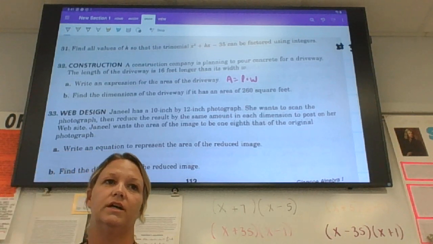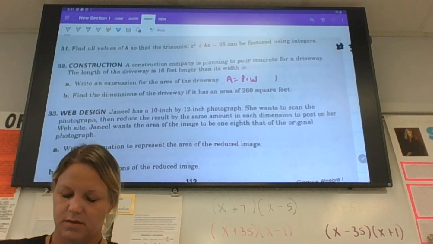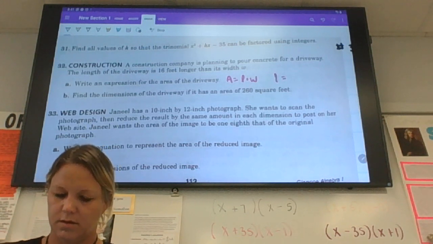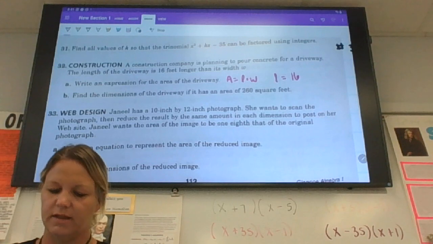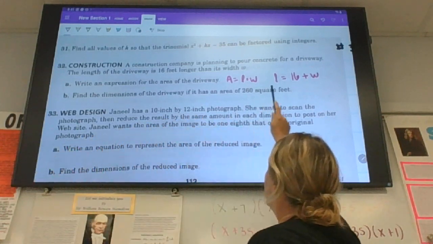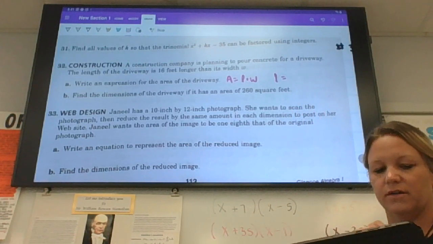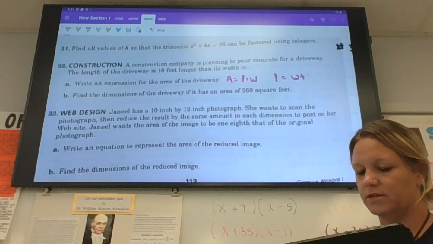How do I write that using symbols? Patrick. So the length is 16 more than the width. Okay? Length is 16 more than the width. Yeah, you went straight to area, which is great. I'm going to put the W first.